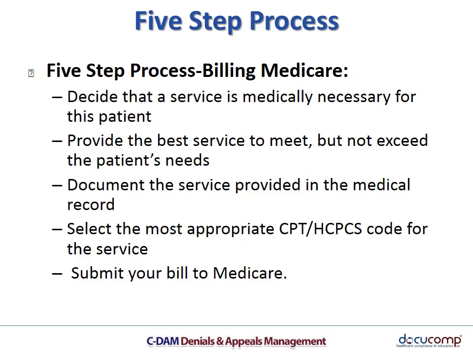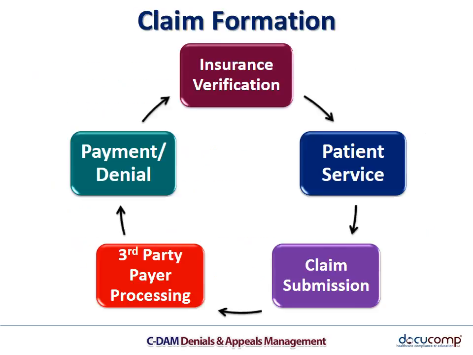I will talk about the 5 steps in the process to bill Medicare effectively. First, we have to decide that a service is medically necessary for this patient. Second, we provide the best service to meet but not exceed the patient's needs. Next, we document the service provided in the medical record. We then select the most appropriate CPT or HCPCS code for the service, and then, utilizing the requirements provided by the National Uniform Billing Committee, we submit our bill to Medicare.